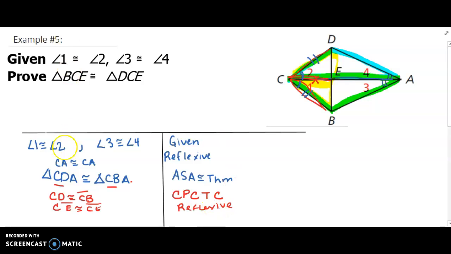And now I have enough information. I can say triangle BCE is congruent to triangle DCE by the side angle side congruence theorem.